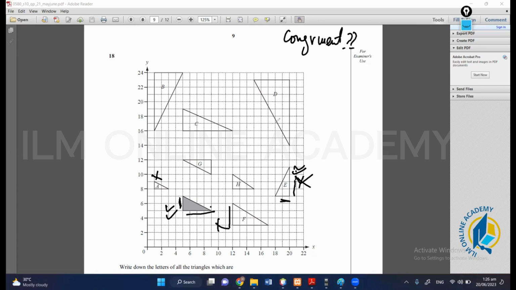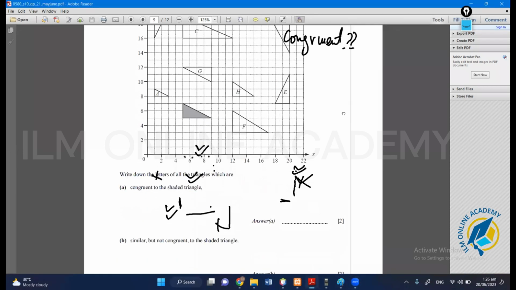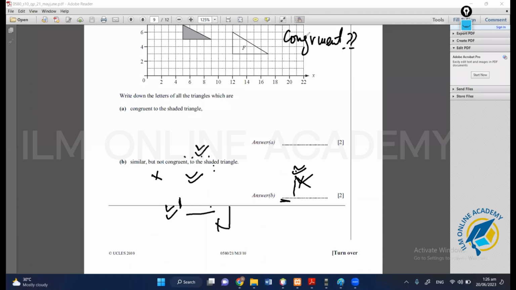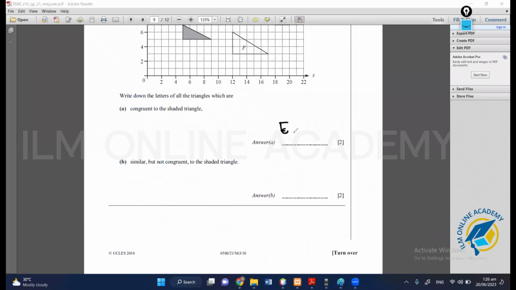If we talk about this, it's already obvious just by looking that it can't be congruent to this one. I have a doubt on this triangle. 1, 2, 1, 2, 3, 4. Yes, this is also possible. It means the congruent triangles are only E and G. Okay, the congruent triangles are only E and G.